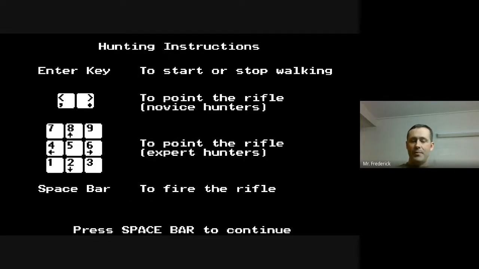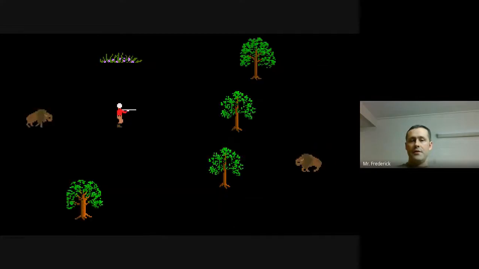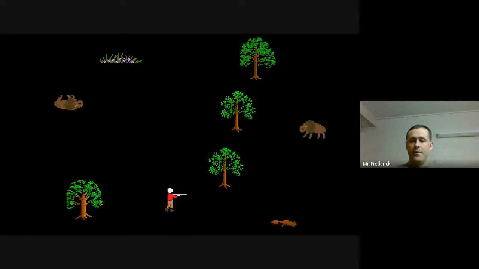Now you don't have a number pad on your Chromebooks, so you're only able to go left, right, up, and down with the arrow keys. And then you can press enter to start and stop walking, and spacebar to fire the rifle. So there's my hunter. Oh, hey, I got a buffalo already. Now, you might think, oh, I want to keep shooting. I'm pressing enter to walk, by the way.